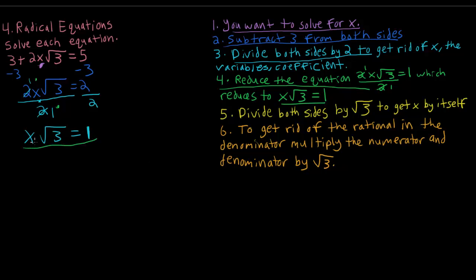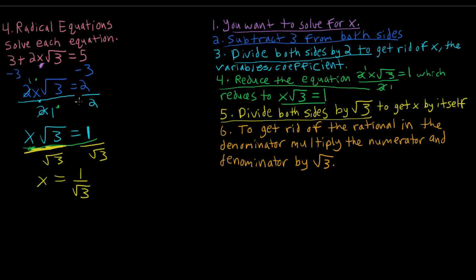Now x still isn't by itself. We have this radicand, root 3, so we're trying to get x by itself. Just like it says in step 5, we want to divide both sides by root 3 to get x by itself. If we divide the left side, we have to divide the right side. So that gives us x equals 1 over root 3.